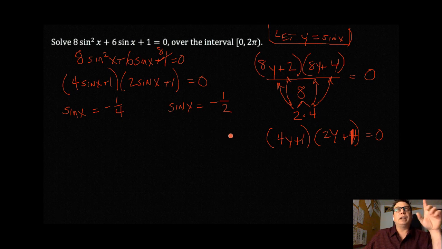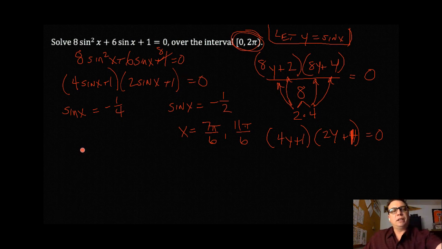Sine x being negative 1/2. Okay, if it was just 1/2, it would be pi over 6. But I need the proper quadrants. So that would mean it's in quadrant 3 and in quadrant 4. So again, the reference is pi over 6. So if I'm in quadrant 3, going all the way around, is going to be 7 pi over 6. And then if I'm in quadrant 4, I'm at 11 pi over 6. And the reason I don't use the negative pi over 6 is because this interval tells me that I have to be between 0 and 2 pi.